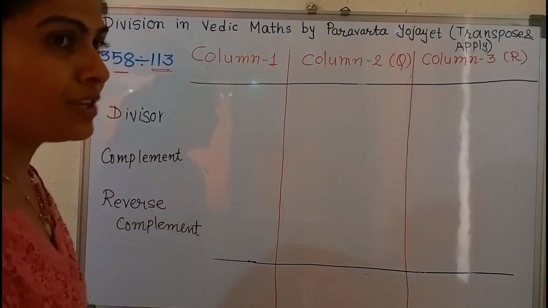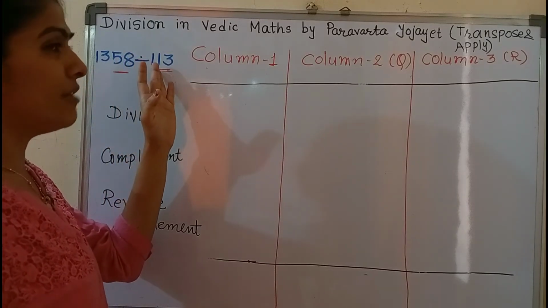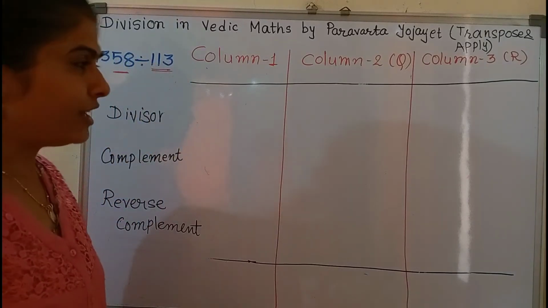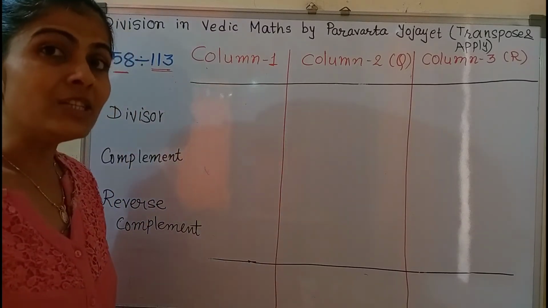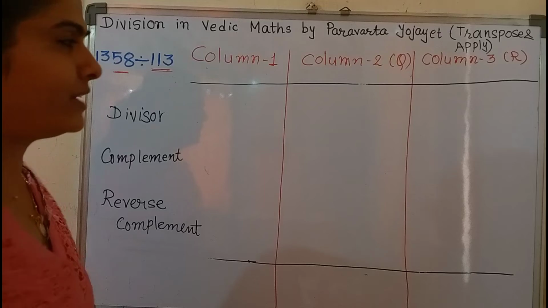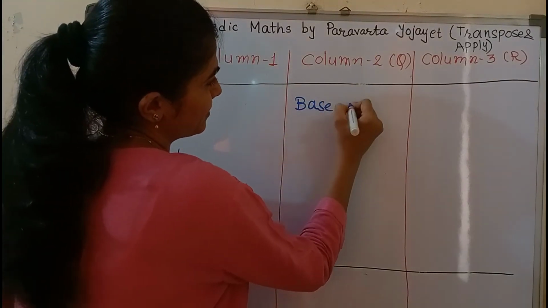Now we are going to take one example, which is 1358 divided by 113. Here you can see that the divisor is 113. It is close to 100. So what would be my base? Base would be 100, right?